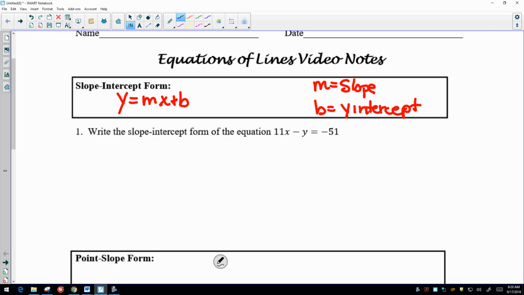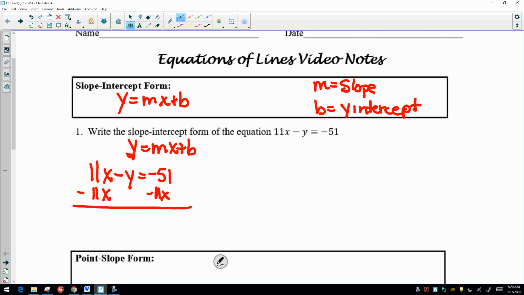So for number one, it's saying write the slope-intercept form of the equation. So what they're saying is, let's get it into this form of y equals mx plus b. So if we start with the equation that they gave us, 11x minus y equals a negative 51, it's saying I want to solve and I want to get y by itself. So the first thing we're going to do is subtract 11x from each side. Watch your negative signs. I still have a negative in front of the y, so that stays, which will equal, and now I'm going to write this so it's in that mx plus b form. I'm going to put negative 11x first, and then I have the negative 51.